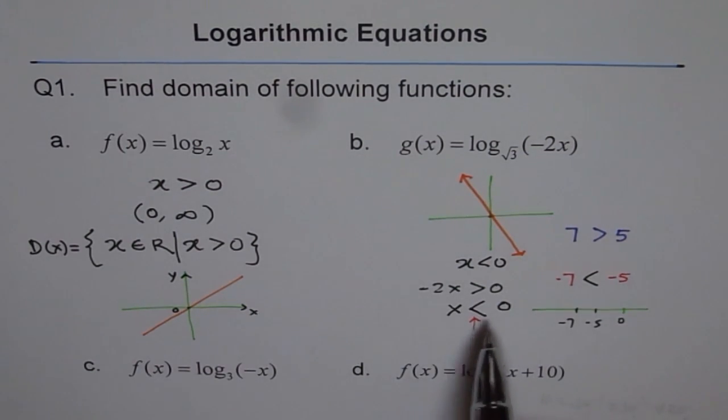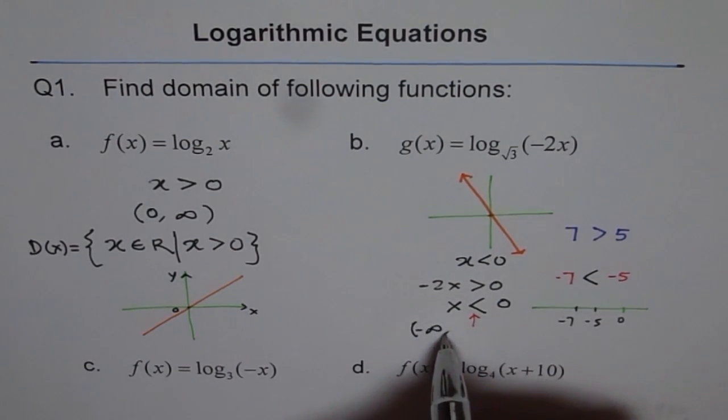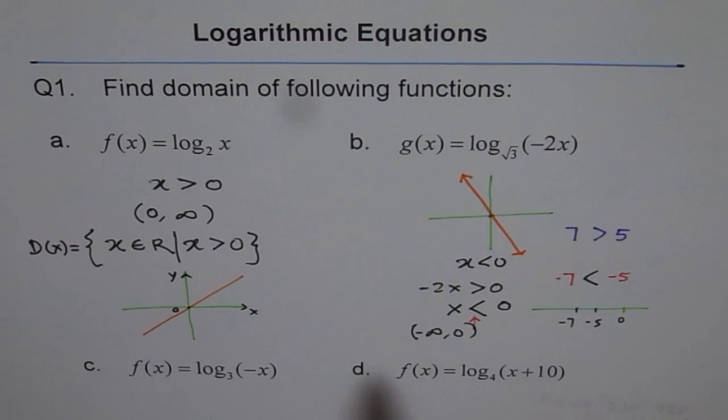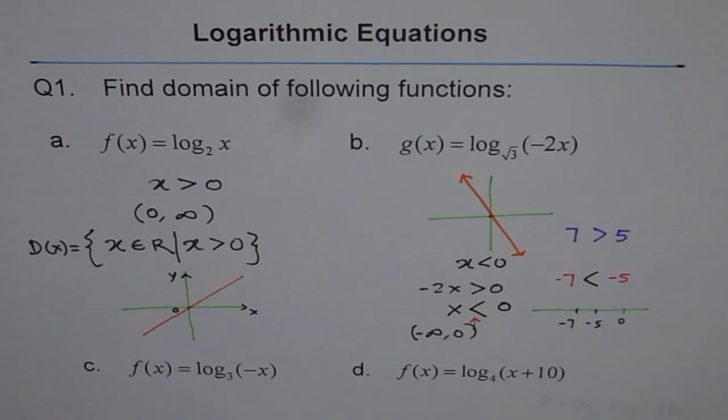Therefore, the solution for this is x should be less than 0. In interval format, we can write this as minus infinity to 0. You can never reach minus infinity, and therefore we use a bracket, and x is less than 0. So minus infinity to 0 is our solution. If you want, you can write it in set form also: x belongs to all real numbers where x is less than 0. Now C and D are for you to do.